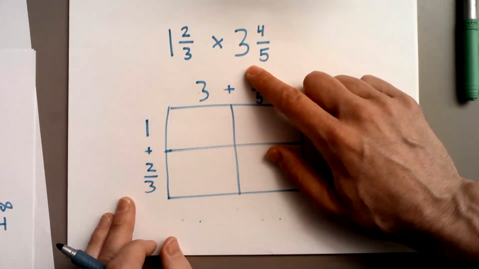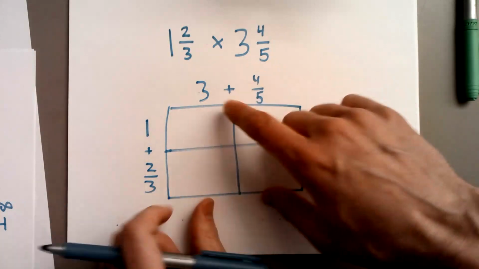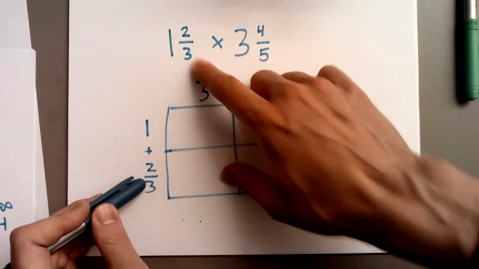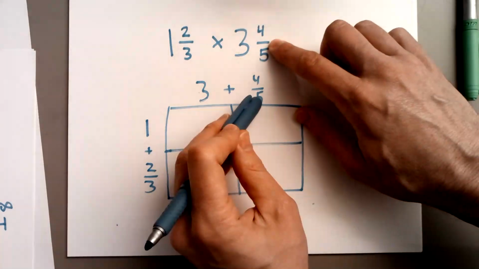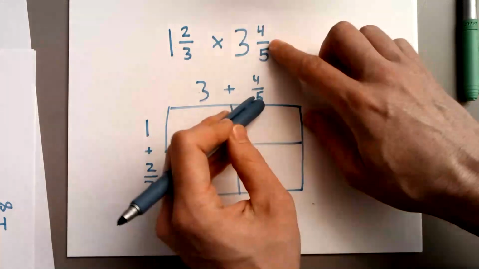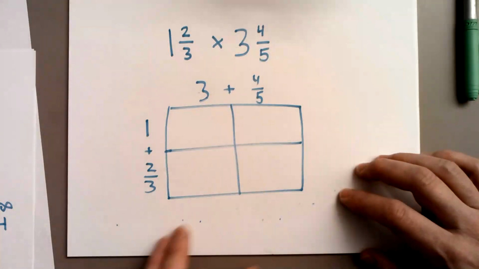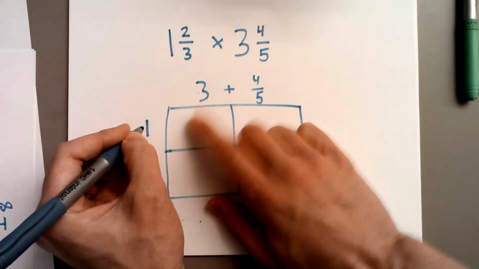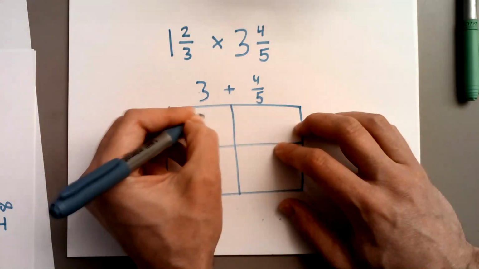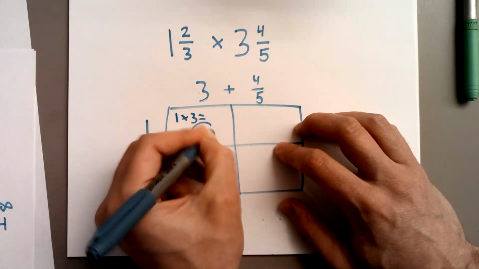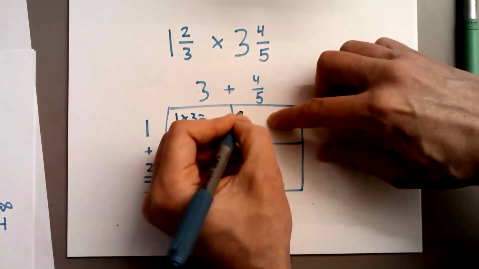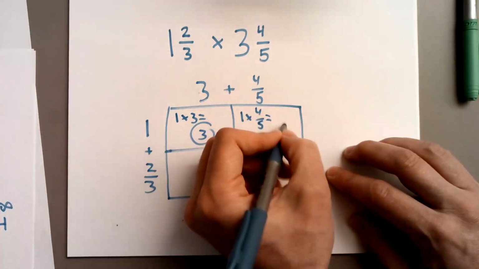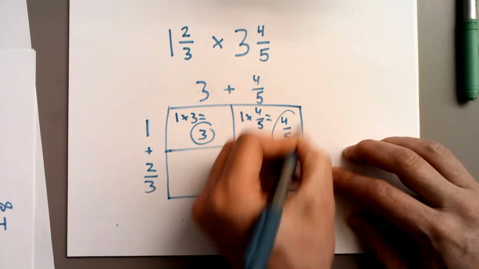So just like before, I'm going to have to multiply the 3 by the 1 and multiply the 3 by the 2/3, and then I have to multiply the 4/5 by the 1 and the 4/5 by the 2/3. So now I have to do 4 multiplications when I have 2 mixed numbers, but I can do that. So in this quadrant here, it's going to be 1 times 3, and that is 3. In this quadrant here, it's going to be 1 times 4/5, and that's easy enough. 1 times 4/5 is 4/5. It's just one copy of 4/5.